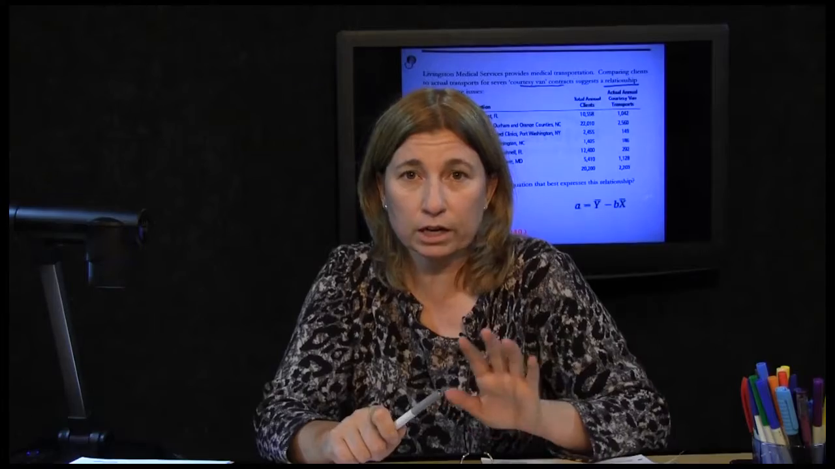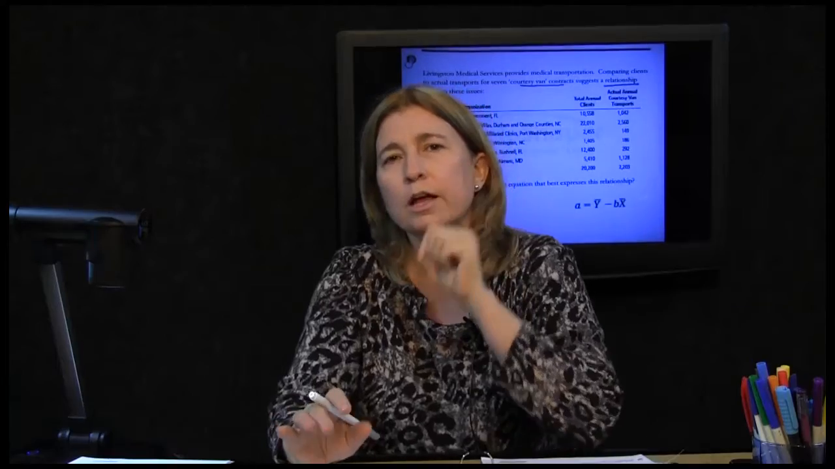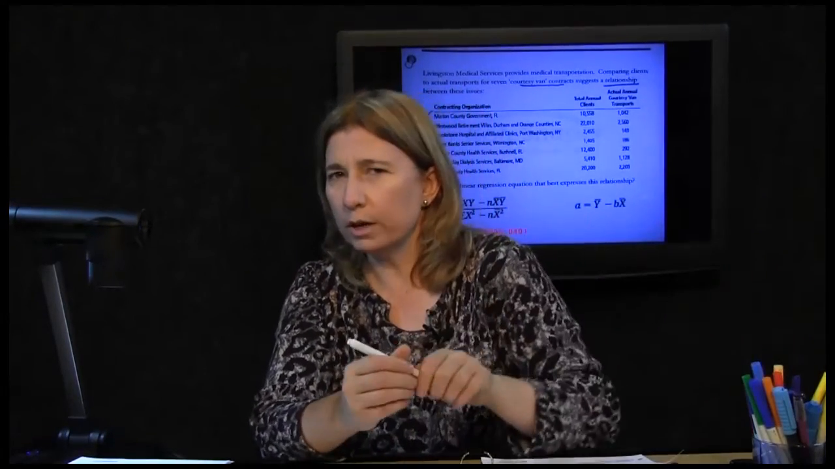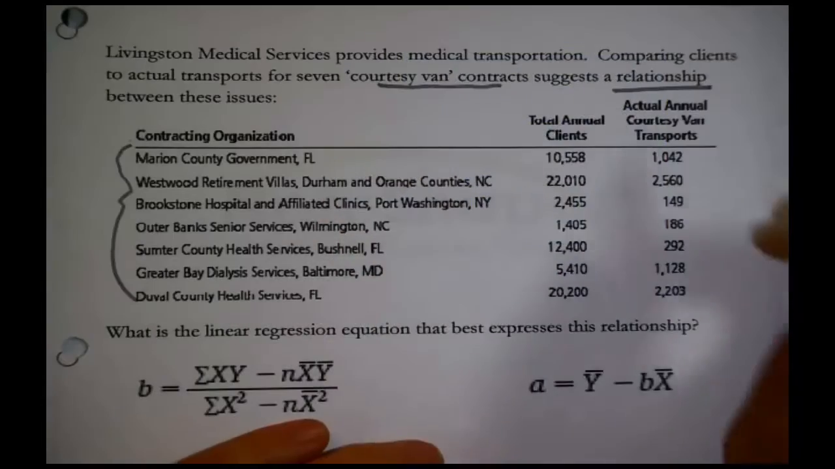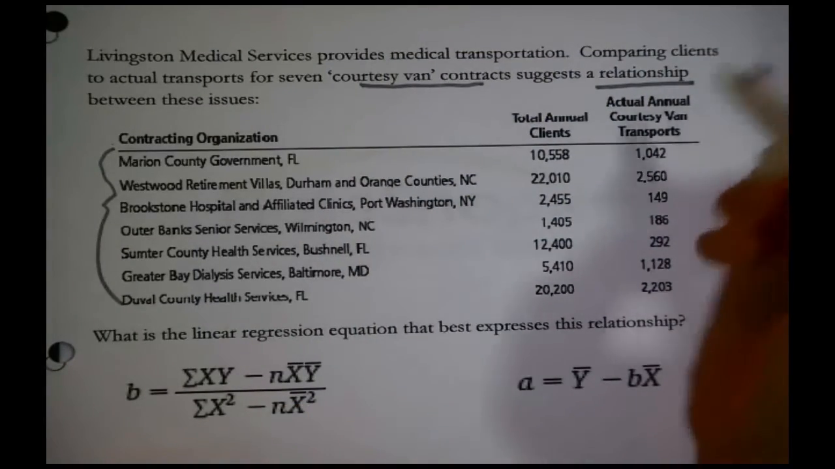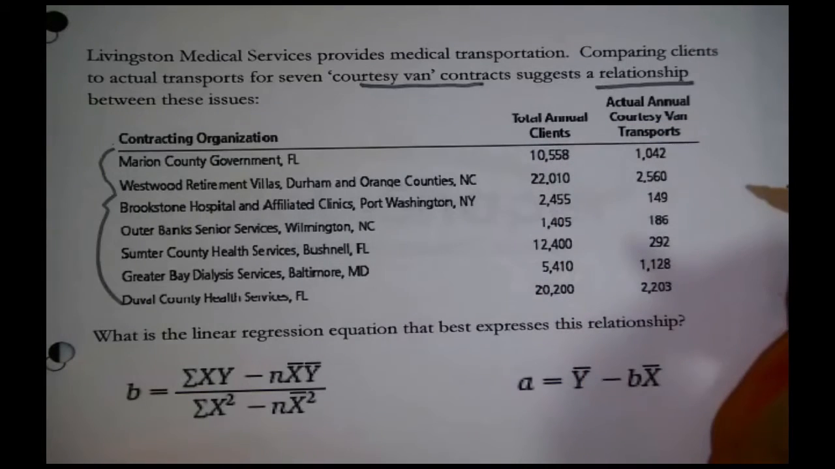We have here a set of data, actually 2 sets of data, clients and van transports. The first step is to make sure we understand which is X and which is Y. A linear regression equation is the one straight line that best fits this scatter of XY points. The X would be the independent variable. The Y would be the dependent variable. One of these things we suspect depends on the other.